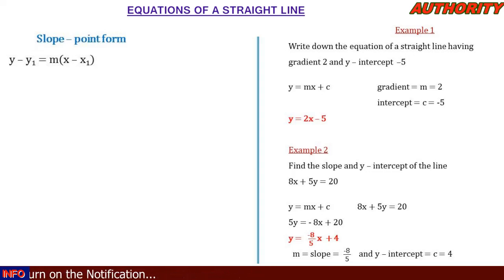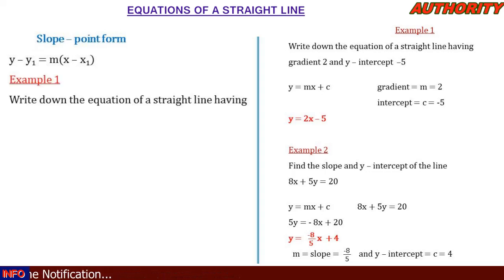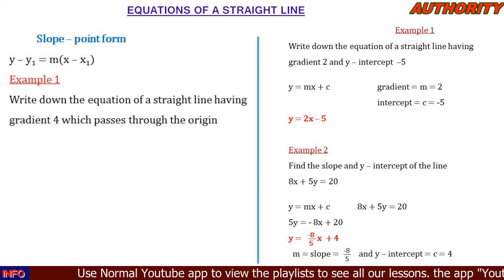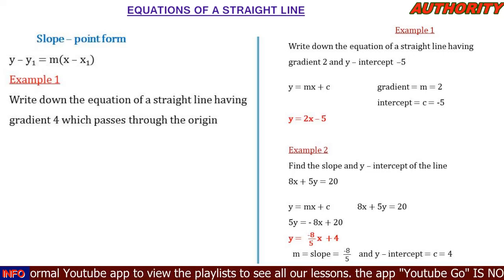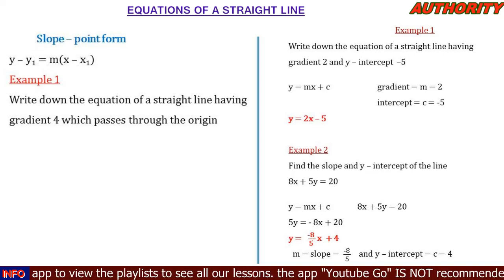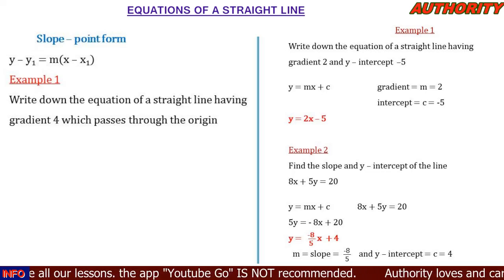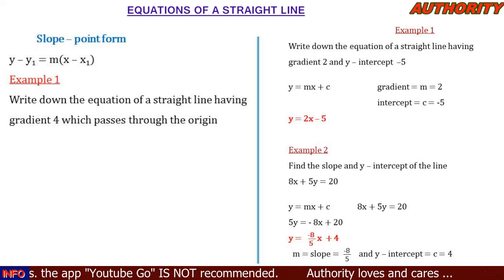Okay, now let's take a look at this question. Write down the equation of a straight line having gradient 4 which passes through the origin. In this question, the slope is given to us, which is the gradient, and then a point is given to us. Which point? The origin, and the origin is a point.